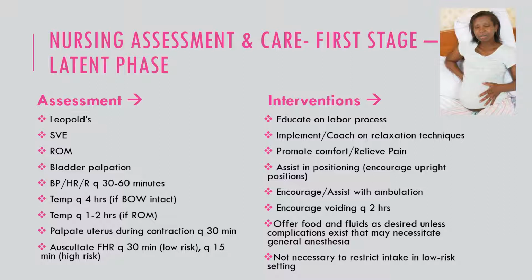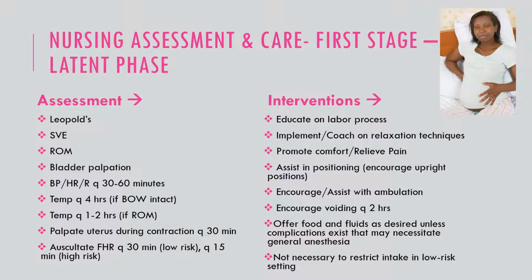We do a temperature every 4 hours if the bag of waters is intact, and usually every 1 to 2 hours if the membranes are ruptured, and that all has to do with risk for infection. We're going to palpate the uterus during a contraction every 30 minutes, and probably even more frequently than that. We want to auscultate the fetal heart rate every 30 minutes for a low-risk person, and every 15 minutes for a high-risk one.